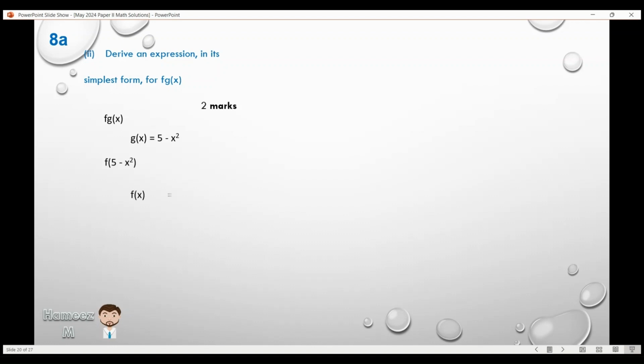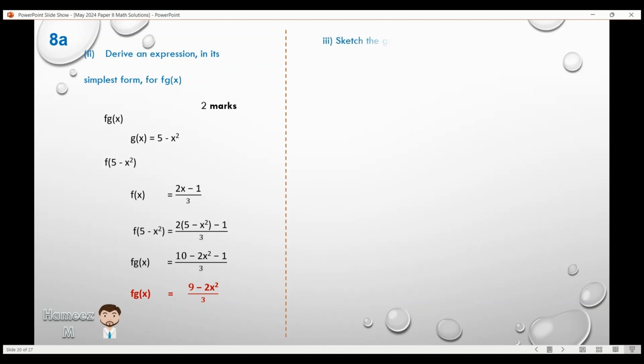And we know the function for f of x is 2x minus 1 over 3. Therefore, instead of having our input as x, our input is 5 minus x squared. So we can substitute 5 minus x squared in there. So it'll be 2 by 5 minus x squared, minus 1, all over 3. And now we can just simply expand the brackets and solve. 2 5s are 10, minus 2x squared, minus 1, all over 3. 10 minus 1 is 9, so 9 minus 2x squared over 3.